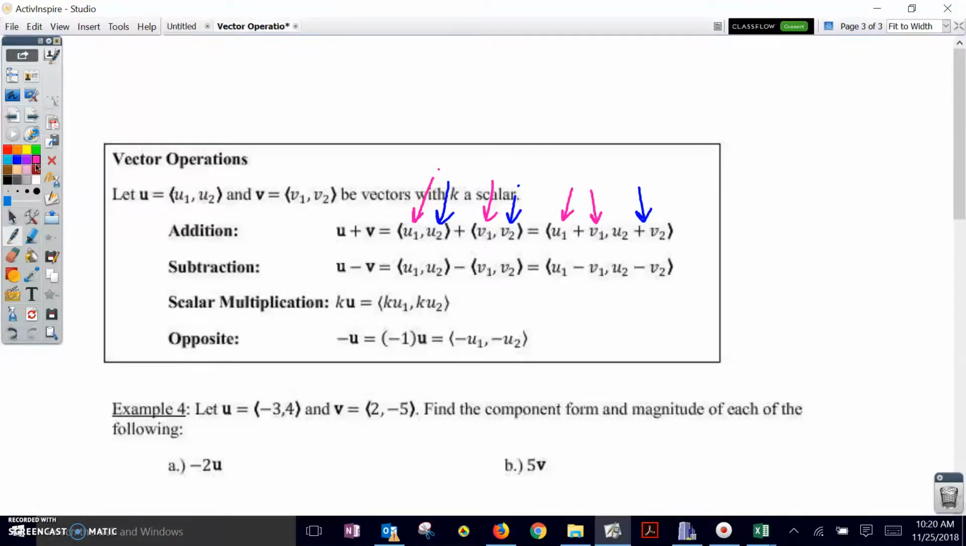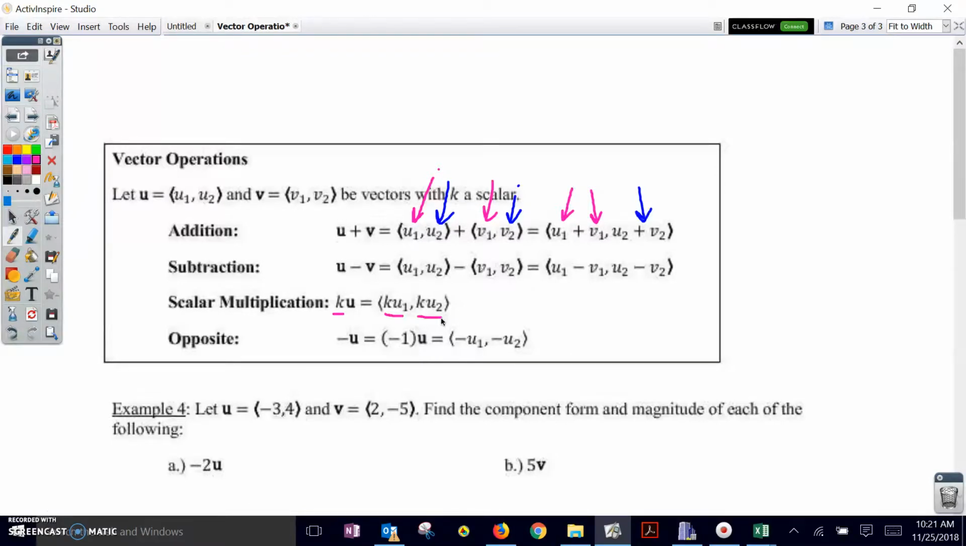We'll do the same with subtraction, only we will subtract the components. We'll do something similar with scalar multiplication. If we multiply a scalar times a vector, all we're going to do is multiply the components of that vector by the scalar to give us our new vector. And similarly, if we take the opposite of a vector, that's just a special subcase of scalar multiplication. We're taking -1 times that vector and multiplying -1 by both of the components.